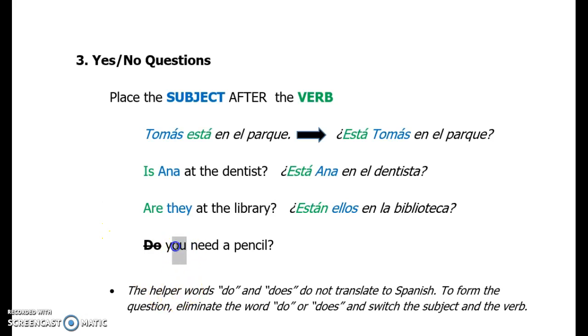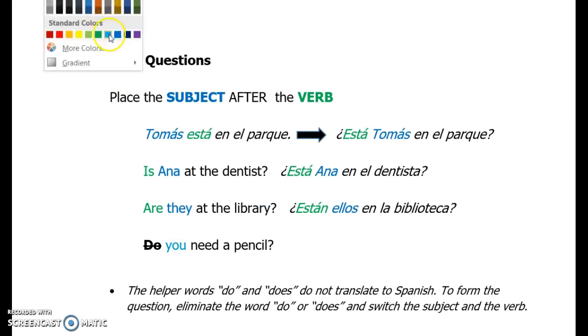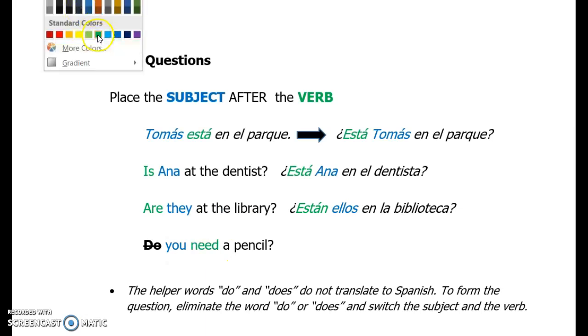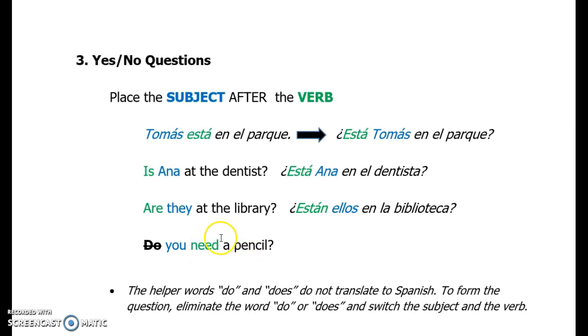See, here it's written as a statement. Now it's you, there's your subject, need, there's your verb. That's a statement. Well, in order to make it a question, we just need to flip it. So what we're going to do is flip-flop these two words here. We're going to change them around, and what I'm going to do here is pull out my pen to show you how I do this.